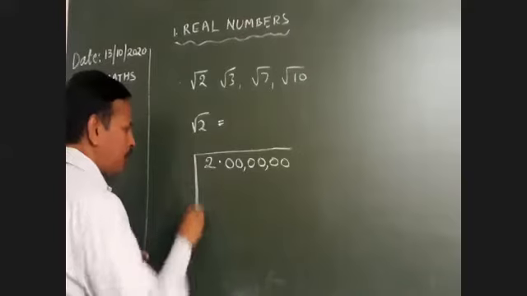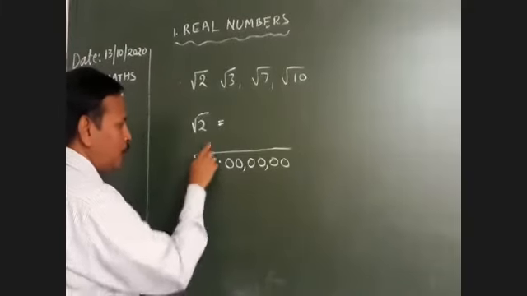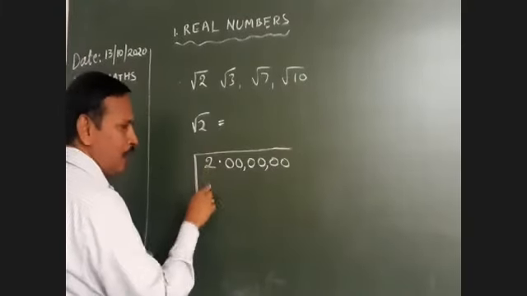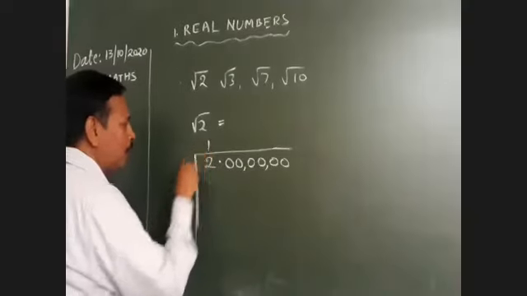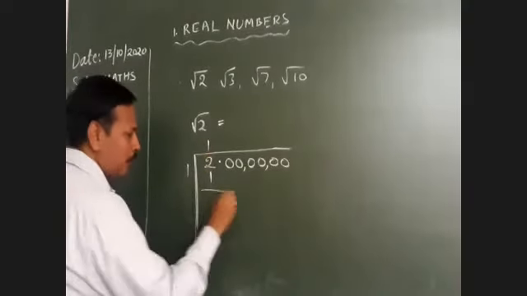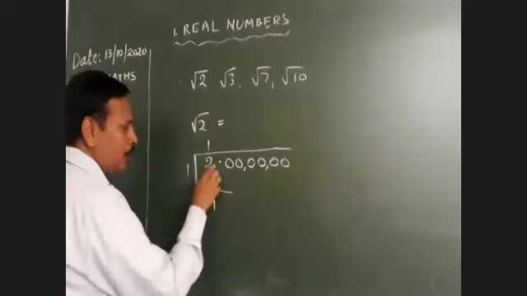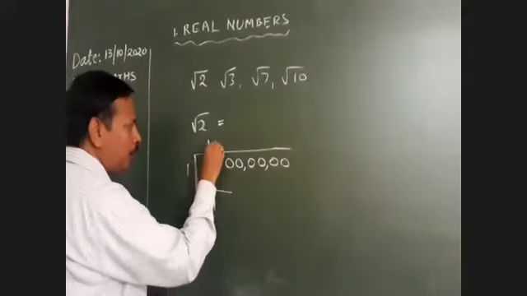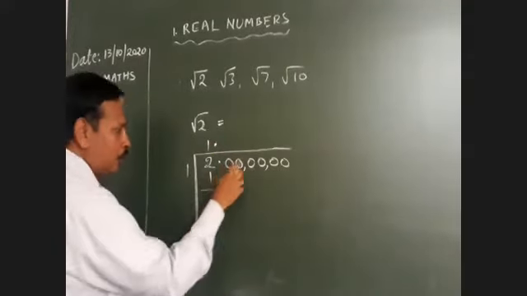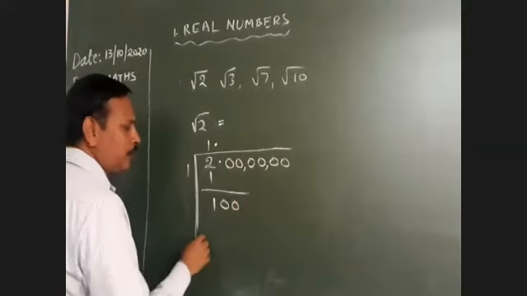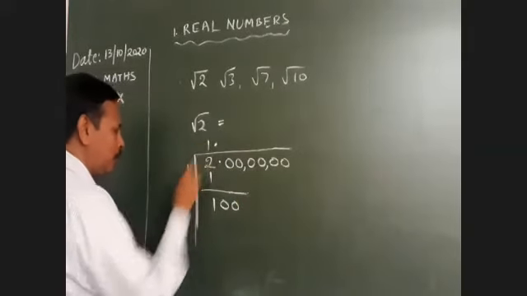Now the first digit is 2. 2 twos are 4, will not go; 3 threes are 9, will not go. So come back to 1. 1 times 1 is 1. Therefore 2 minus 1 is 1. After the point we take 2 zeros here, so keep the decimal point. Now it is 100. Again double the number: 1 doubled is 2.